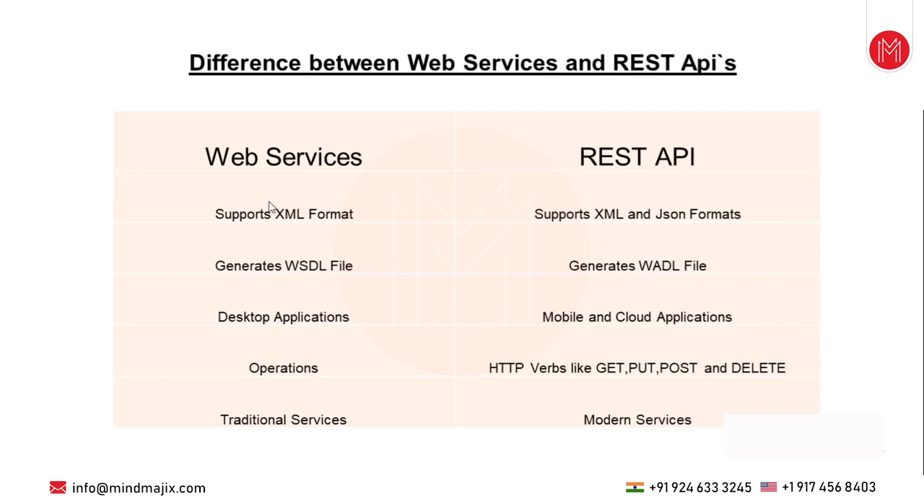Coming to the desktop, web services are mostly used for desktop-based applications, whereas REST APIs are used for mobile and cloud-based applications. And web services have operations in them, like we can use multiple operations like create, update, delete, and so on, whereas REST APIs use HTTP verbs like get, put, post, and delete.